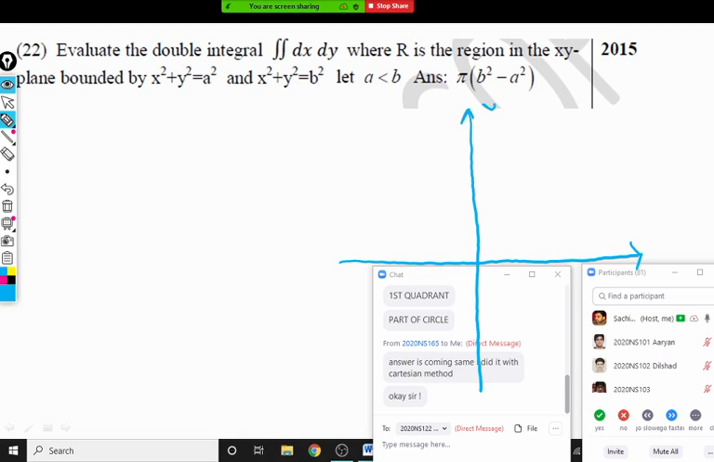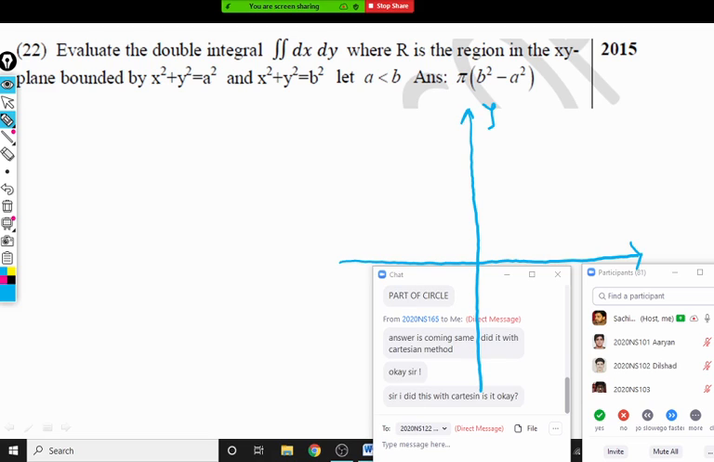X-axis and y-axis. Okay. Tell me, what is x square plus y square equal to a square? So it will be a circle of radius a with center at origin. Correct. So suppose this is my first circle.